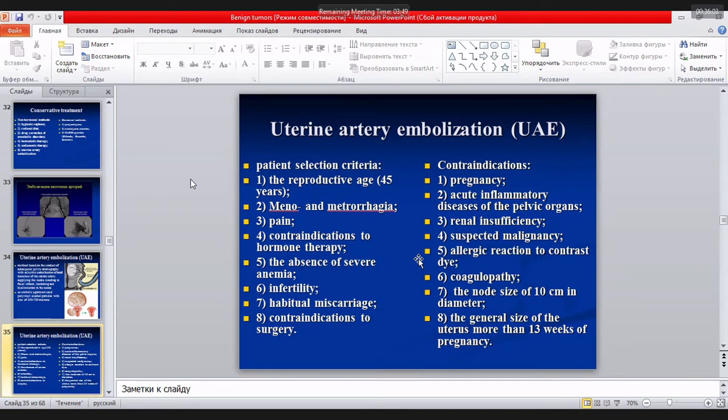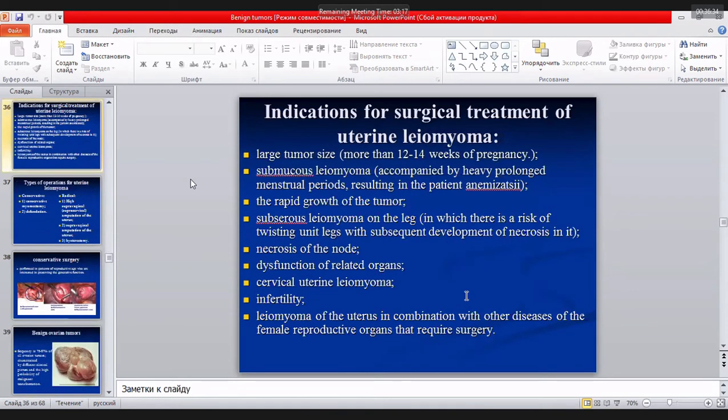Contraindications are pregnancy, of course, acute inflammatory disease of the pelvic organs, renal insufficiency, malignancy, maybe allergic reaction to contrast drugs, coagulopathic diseases, and a very large size of the fibromyoma, more than 10 centimeters, and a general size of the uterus of more than 13 weeks. If the size of the uterus is 13 weeks, guys, it is an indication for operative treatment.